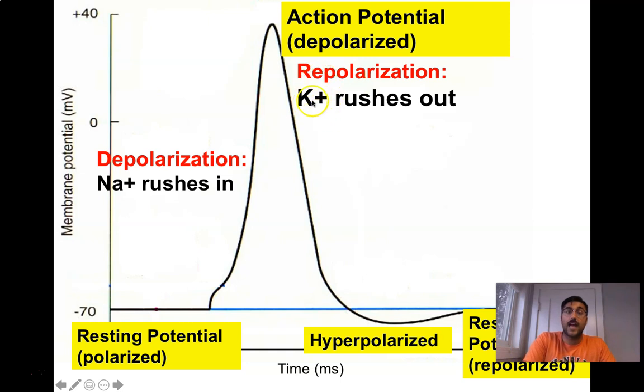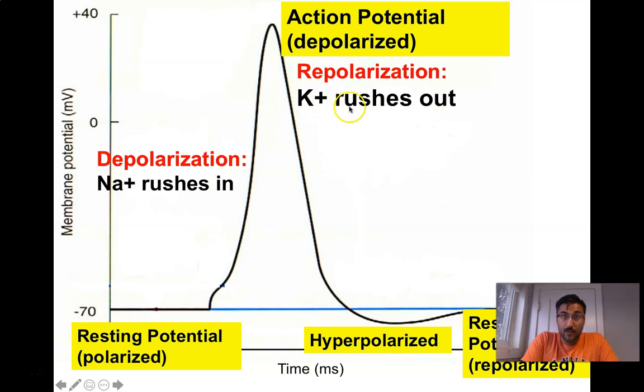And so potassium is now going to rush out of the cell. So remember, K is always inside its castle. Now the potassium is going to rush out so that we can recreate the positivity on the outside and the negativity on the inside at rest.